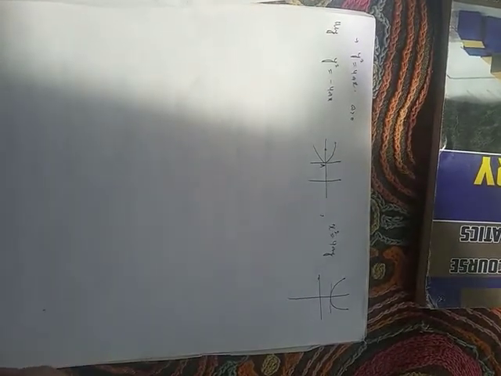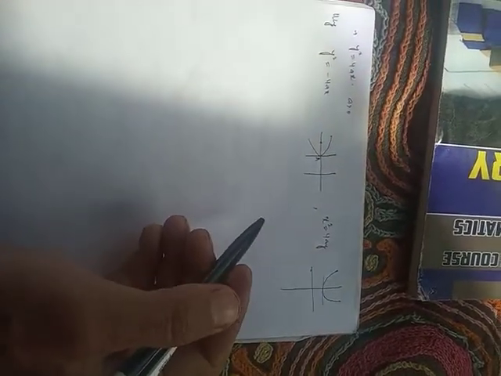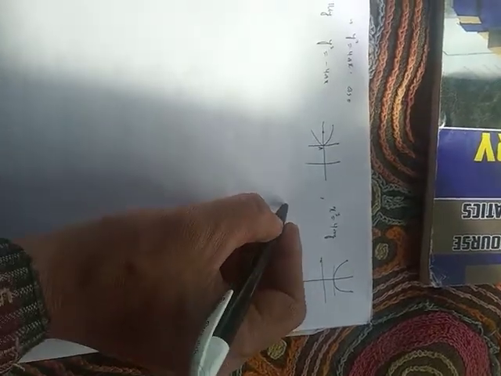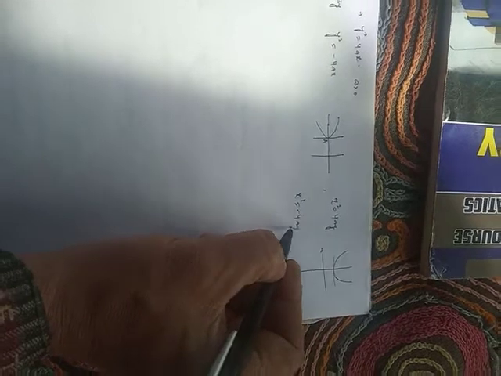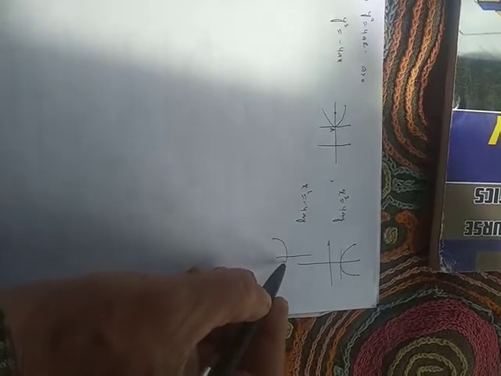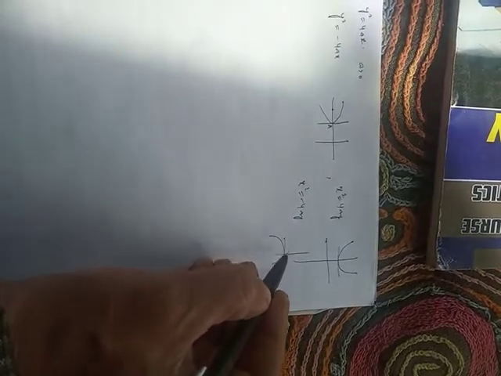Sorry for disturbing. X square is equal to 4ay. This parabola will open upwards. And lastly, x square is equal to minus 4ay. You may have understood that this will open downwards. This will be its directrix.